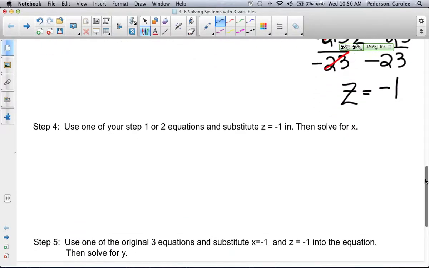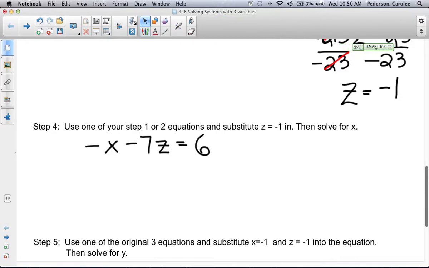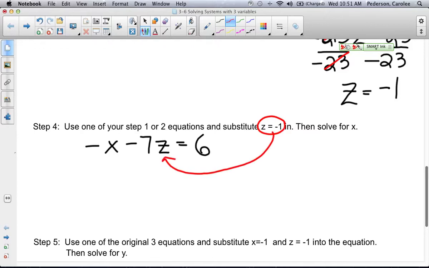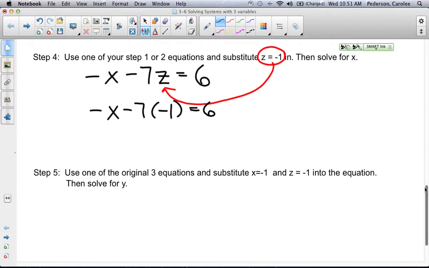Step 2 equation looks like this. Negative x minus 7z equals 6. And we just found up above that z is negative 1. So I'm going to substitute negative 1 in for z. So negative x minus 7, replace the z with negative 1. Now we solve this equation for x. So we get negative x. Negative 7 times negative 1 is positive 7.